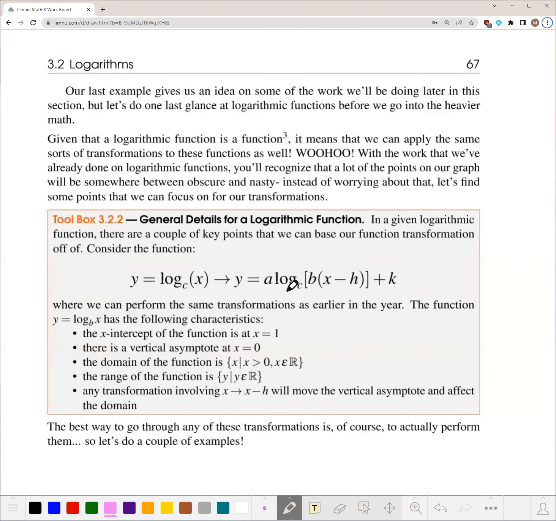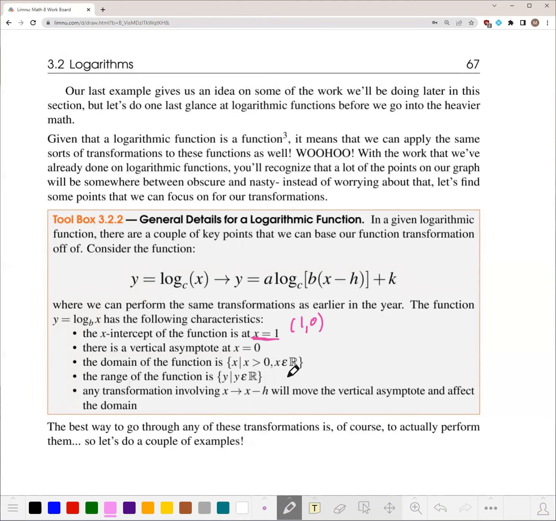Now, we know that logarithm functions are functions, so we can do transformations to them as well. So here's sort of our basic form of a logarithm. And when we're dealing with logarithms, we kind of like using a couple specific points. So our x-intercept, when our y value is 0, it's because our x value is 1. So this is an important point, that 1, 0. And that's the opposite of our 0, 1. We also have this x equals 0 vertical asymptote. That's important, and that kind of guides us in pretty much the same way.